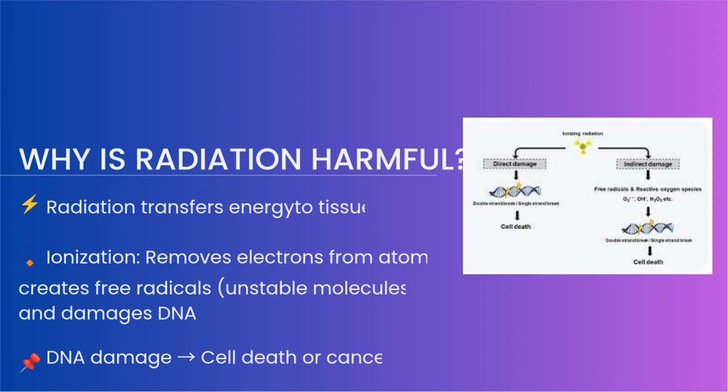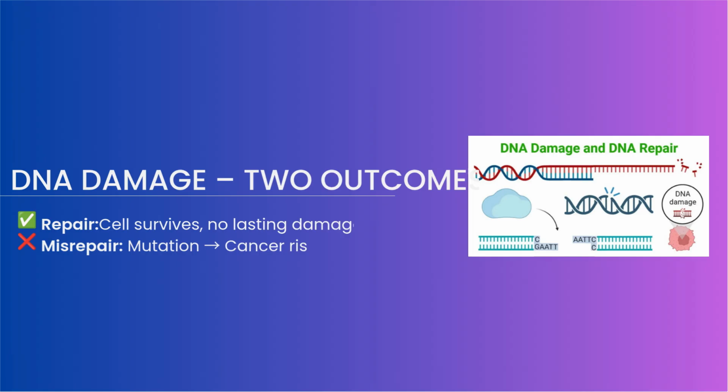But in some places, two things can occur. First, the DNA damage. Two outcomes can occur as a result of DNA damage, either repair or misrepair. When you talk about repair, the cell itself has a repair mechanism where it fixes the DNA damage. But these repairs are not always perfect.